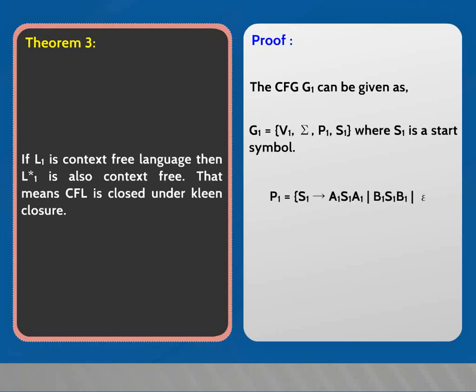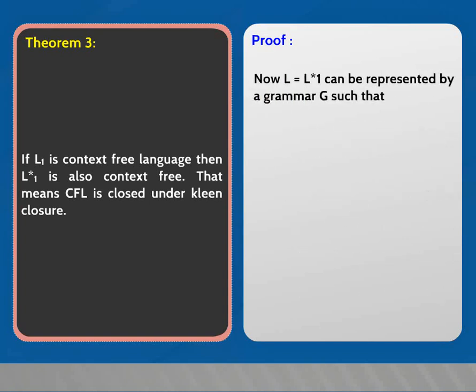P1 is equal to S1 provides A1 S1 A1 or B1 S1 B1 or epsilon. Capital A1 provides small a, capital B1 provides small b. Now L is equal to L1 star can be represented by a grammar G such that G is equal to (V, Σ, P, S). V is equal to {S, S1, A1, B1} and P is equal to S provides S1 S or epsilon.